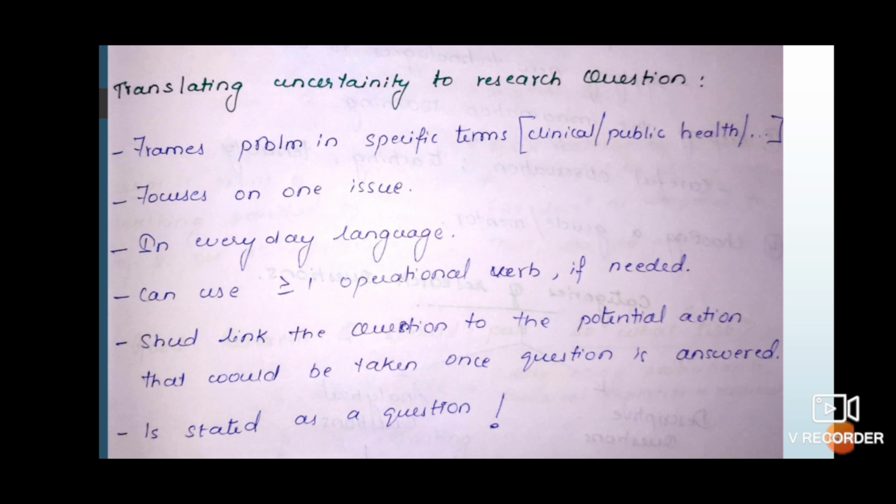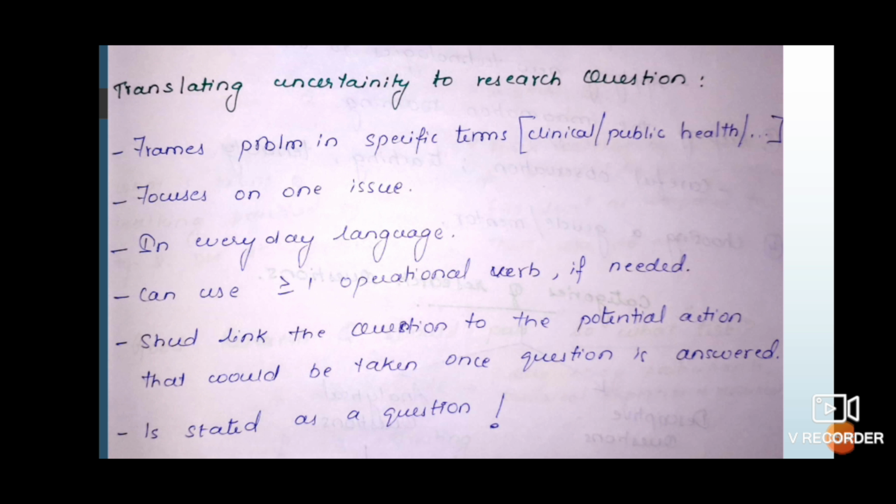It might not be practically possible to conduct research on all the issues. Even if you take all the issues, you might not be able to do dedicated work on one issue particularly. So we have to always focus on one issue, and it should be in everyday language. It should not be so hi-fi that a beginner who is reading will not understand that research. And we can use more than one operational verb if needed, and we should link that question to the potential action that would be taken once the question is answered.